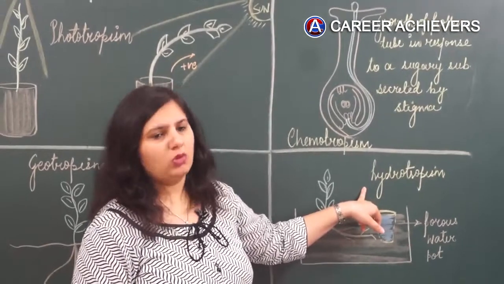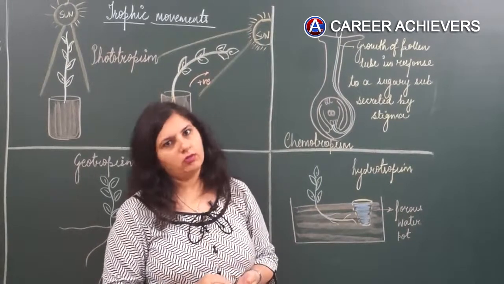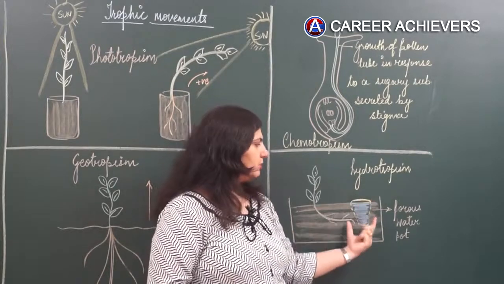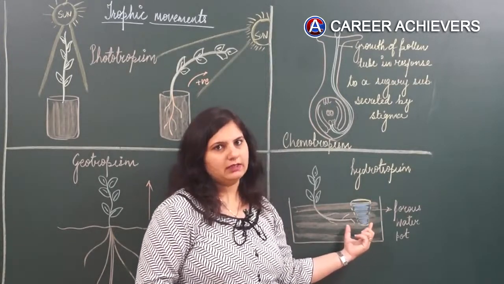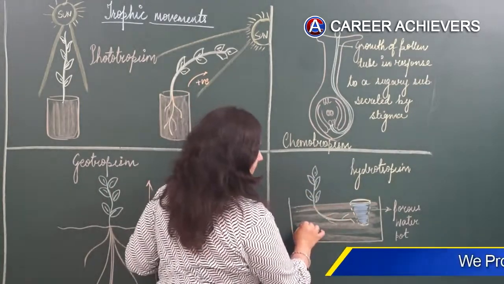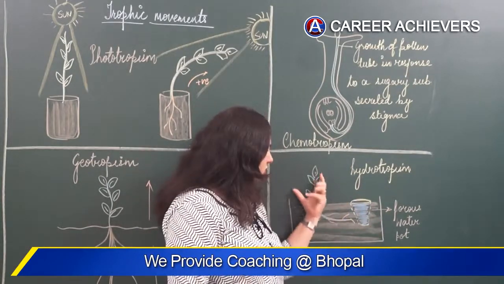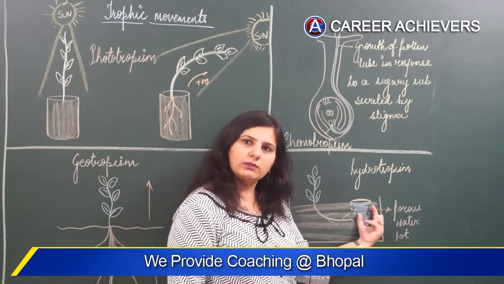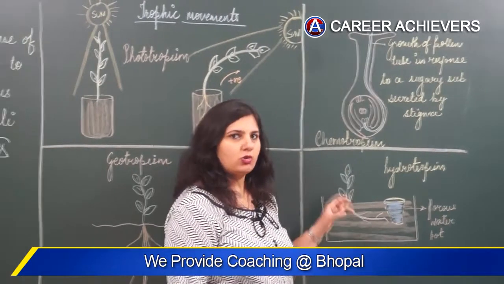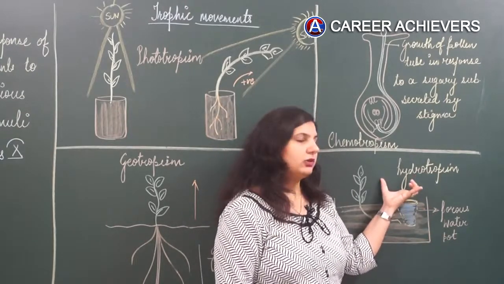Hydro means water. In simple terms, hydrotropism. Again the response would be in the direction of water. So how will you write the experiment? We take a potted plant and we place a porous pot containing water inside that potted plant. After some time we see that the roots move in the direction of that water pot. If I place the water pot here, the roots would move in the direction of that water pot. So this is positively hydrotropic. Wherever the water source would be, the roots would move in the direction of that water source. So this is known as hydrotropism.